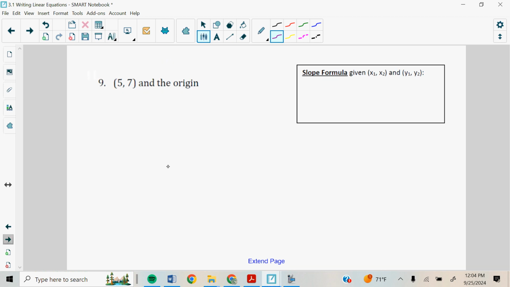We've got another one here. I'm going to jot down our slope formula for us: y2 minus y1 over x2 minus x1. So it says 5, 7, and the origin. So you got to think about, well, what is the origin's ordered pair? Well, that is 0, 0. So that's telling me that my y-intercept is 0.